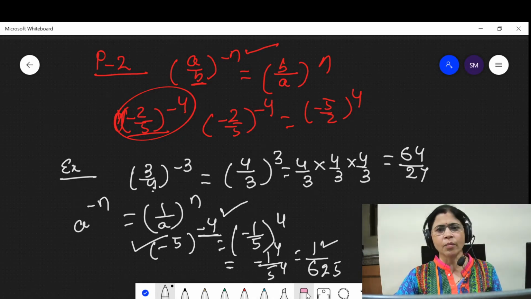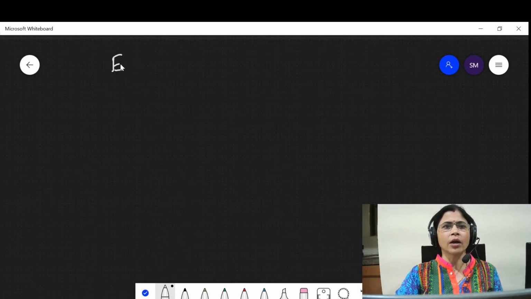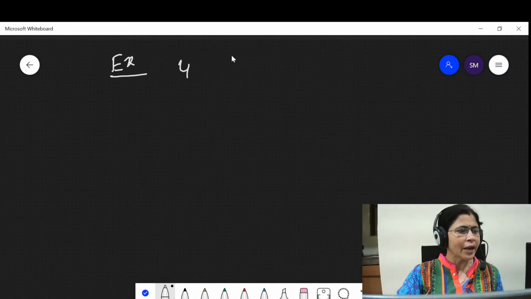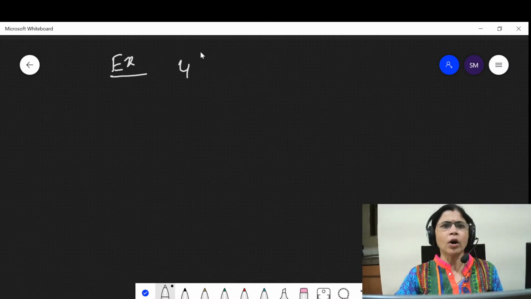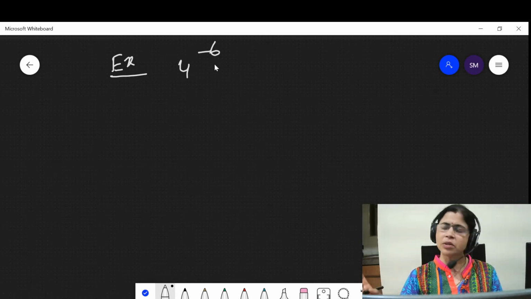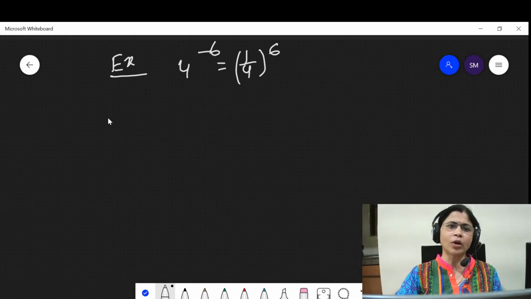Now let us discuss some more examples based on this theory. I have already told you about the 2-point series. In this series, the theory will be of different levels and I will practice rigorous problems which will be helpful for you. If you have to find minus 4 to the power minus 6, can you find its value when the exponent is negative? No. At first change the exponent into positive. How can we change it? Take the reciprocal of the base. Then this is equal to 1 upon 4 to the power 6.